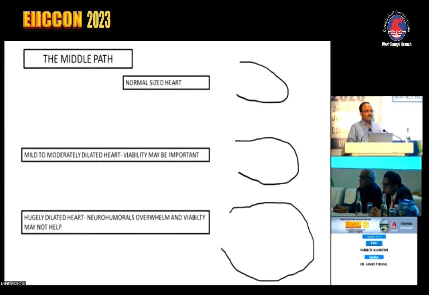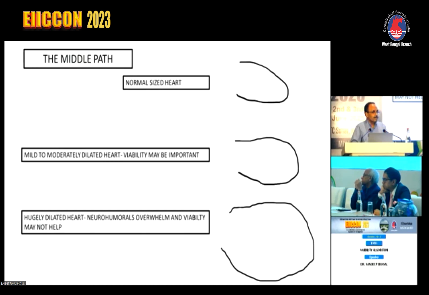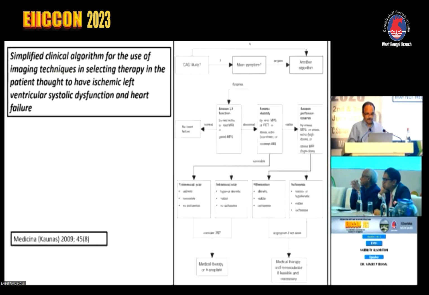So I've tried to draw this in this chart. The first one shows a normal sized heart. The heart then dilates and we have a mild to moderately dilated heart. Here, the viability is important. But if you have an extremely dilated heart, as given in the bottom, then the neurohumoral systems have already overtaken the benefit of viability. Whether you revascularize them or you don't revascularize them, you're not going to get benefit. So volume is also very important.